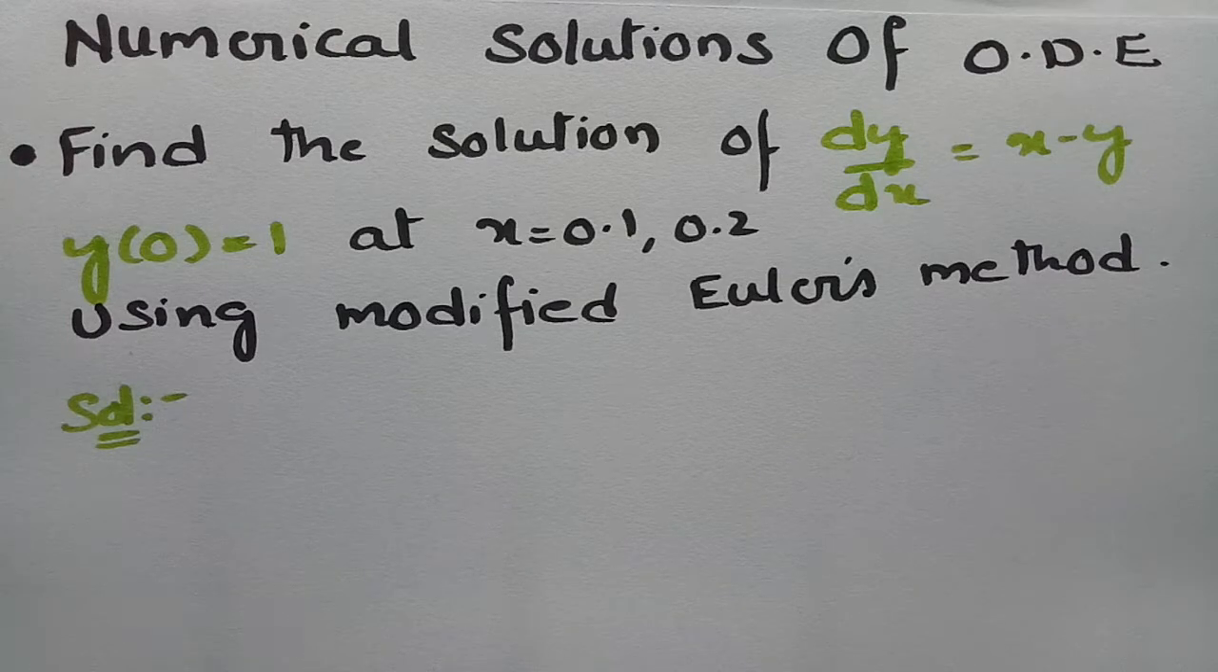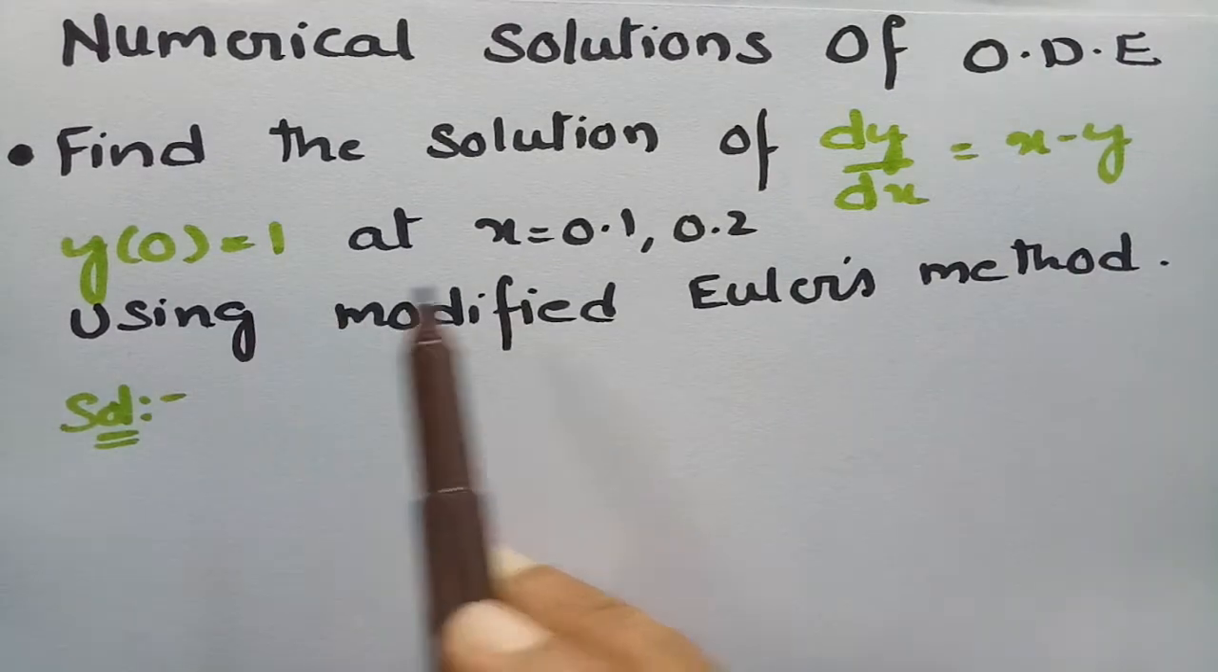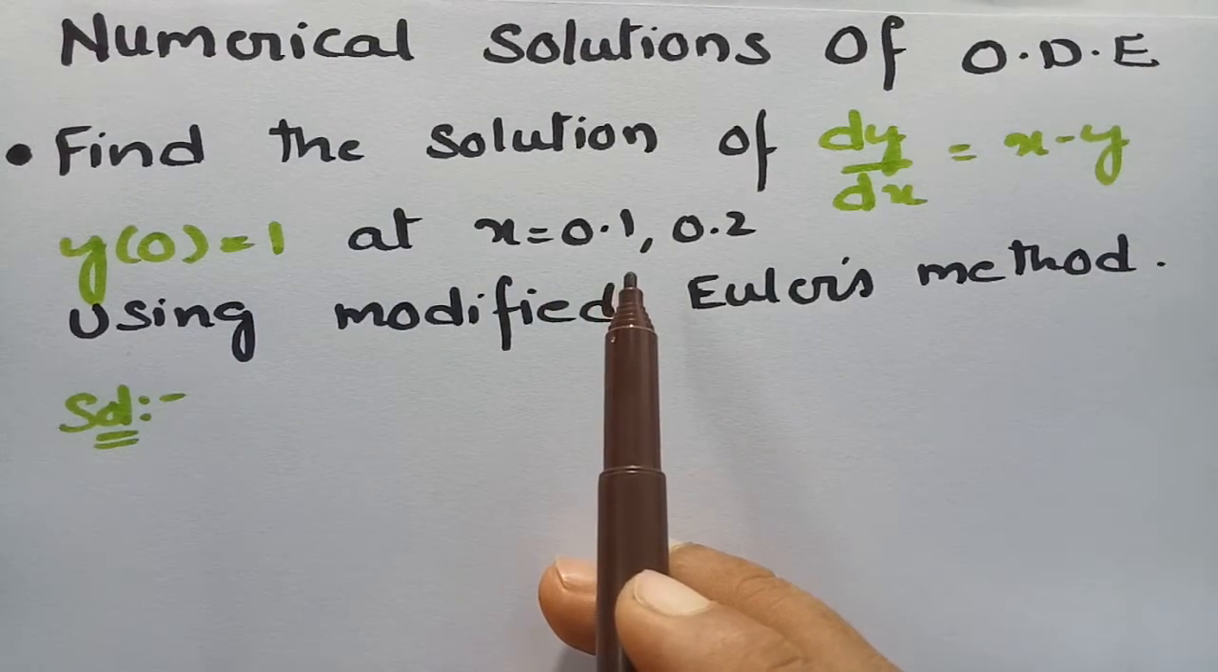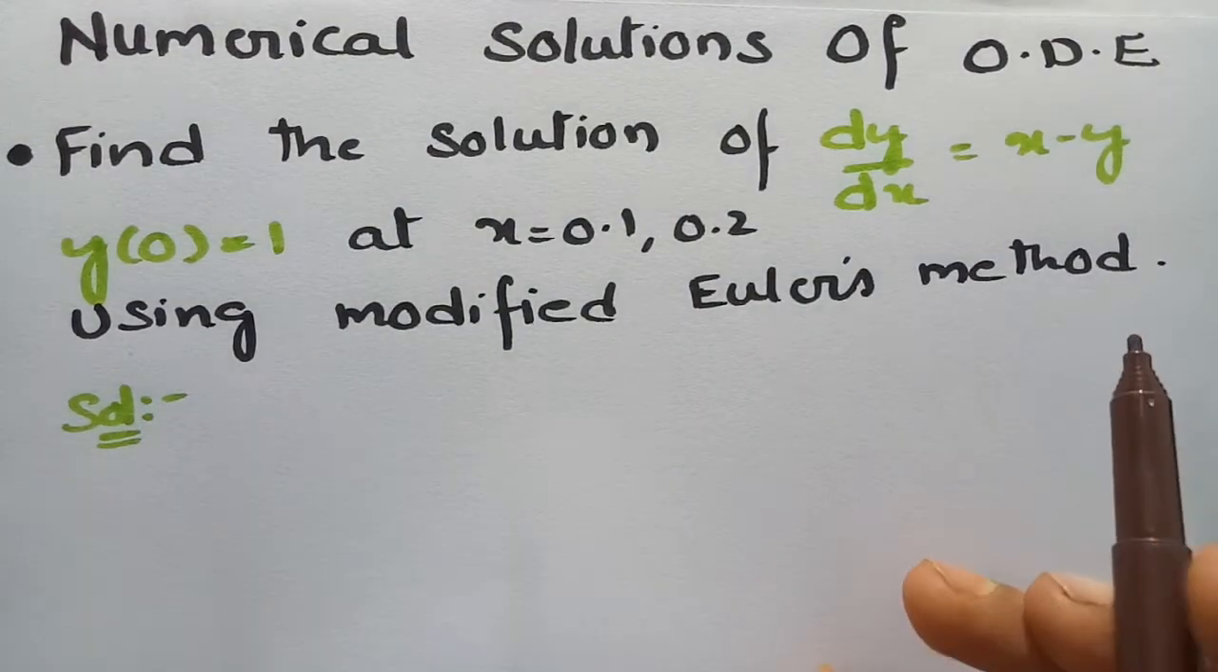Here is a problem from numerical solutions of ordinary differential equations. We have to find the solutions of dy by dx is equal to x minus y, y at 0 is equal to 1, at x is equal to 0.1 as well as 0.2 using the modified Euler's method.